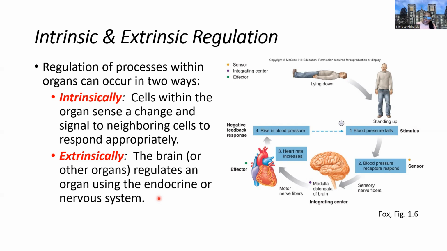However, intrinsically, whenever the chamber detects a stretch in blood, let's say we have a lot of blood coming back into one of the 4 chambers of the heart, the cells can detect that increase in volume, and they can increase their force or their ejection force. So there are 2 different ways that the heart, for example, can regulate itself: intrinsically, which is just local factors, and extrinsically, involving the endocrine system and the nervous system.